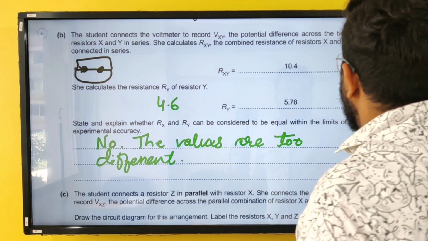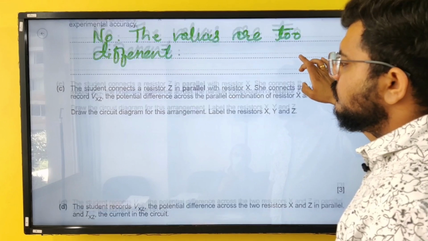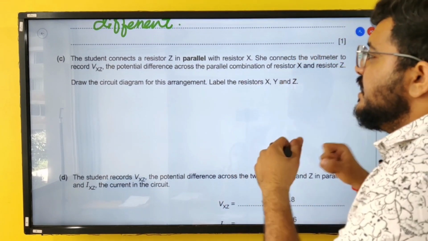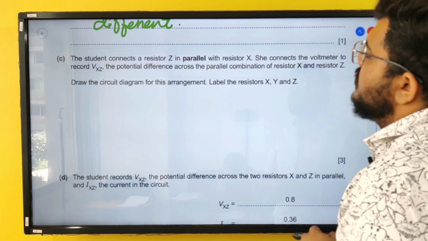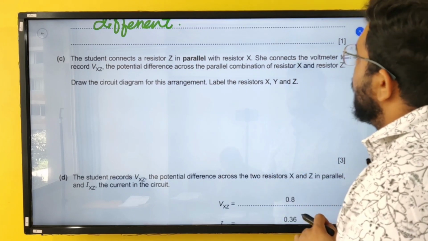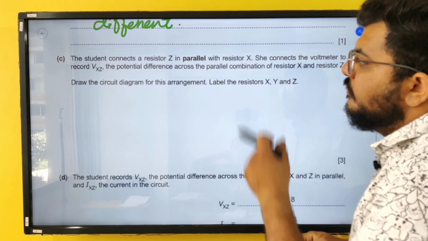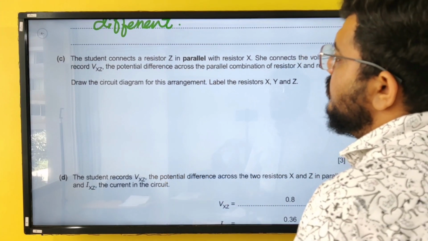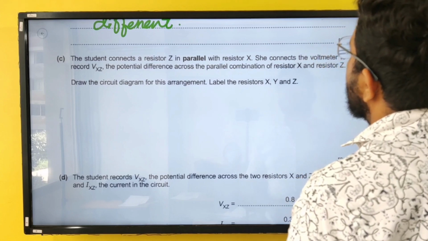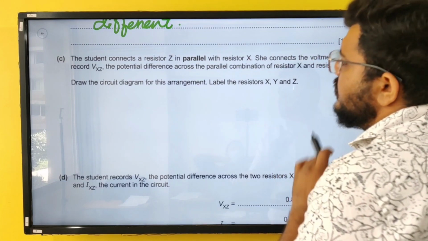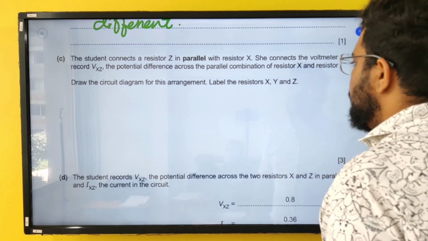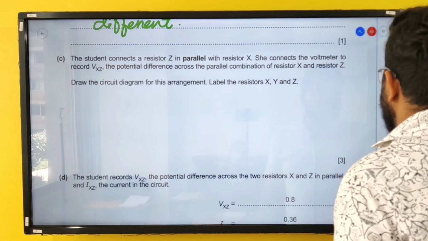This is our answer. Then we have the student connects a resistor Z in parallel with resistor X. She connects the voltmeter to record Vxz, the voltage across X and Z. The potential difference across the parallel combination of resistor X and resistor Z. Draw the circuit diagram for this arrangement. Label the resistors X, Y and Z.